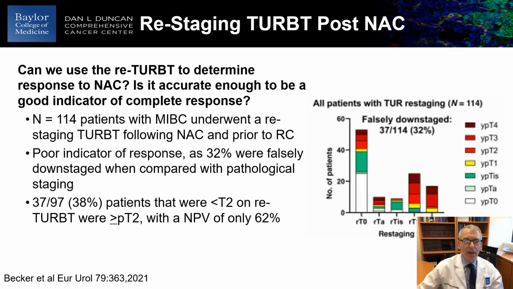So what about restaging after chemotherapy? Can we use the TURBT to determine the response to neoadjuvant chemotherapy, and is it accurate enough to be a predictor of complete response? So this group from Johns Hopkins retrospectively reviewed a large cohort of patients treated with NAC and assessed the post-NAC TURBT staging accuracy. So essentially, it was a poor indicator of response, as 32% were falsely downstaged when compared to pathologic staging, and 38% that were less than T2 on TURBT actually had muscle-invasive cancer with a negative predictive value of only 62%. And you can see these data presented in the box plots over here on the right.